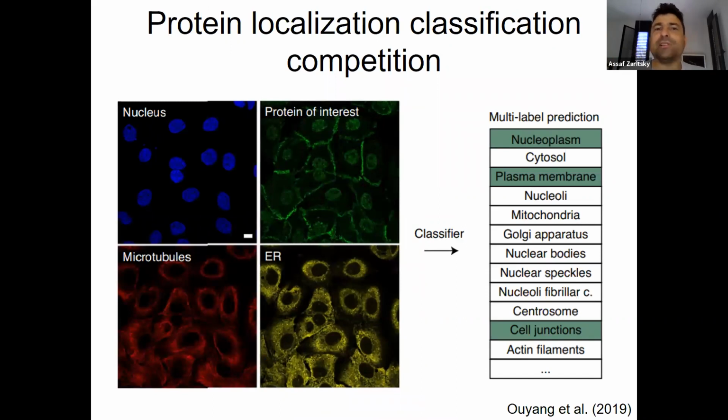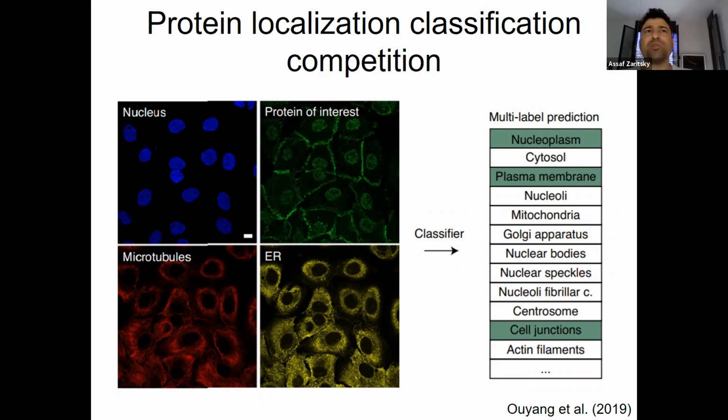There was a protein localization competition, which is something that computer scientists and data scientists really like, because then they compete on which one is better. What they did: you have landmarks, which are the nucleus, microtubule, and ER. And then you have a mystery, the protein of interest. The output is an annotation of where this protein is located.